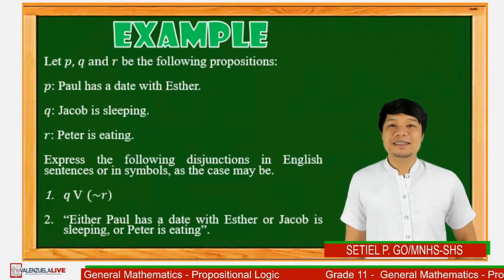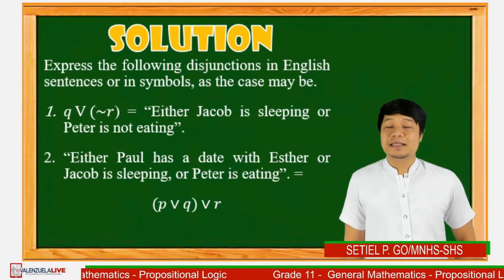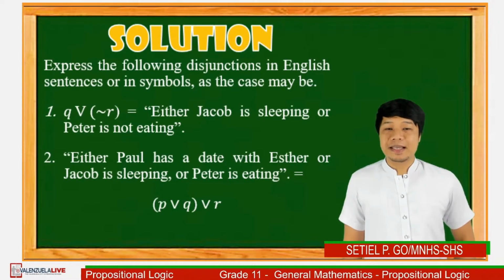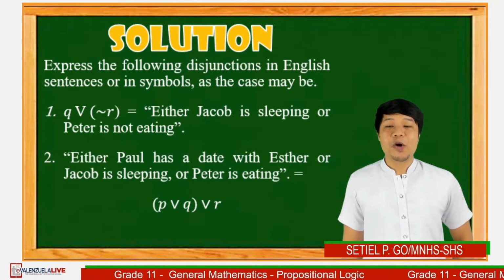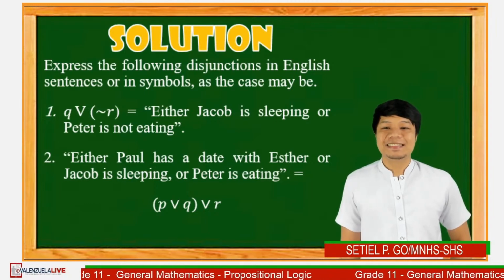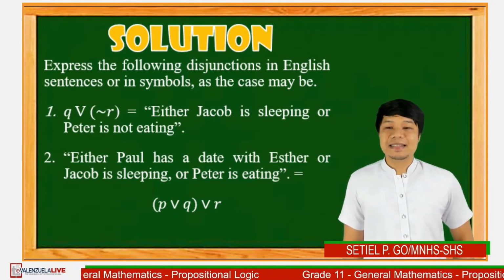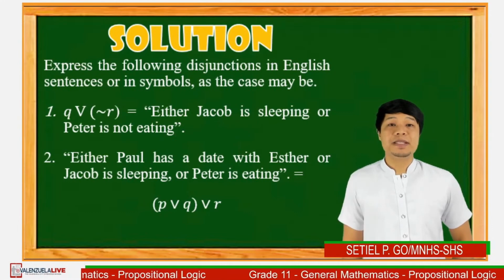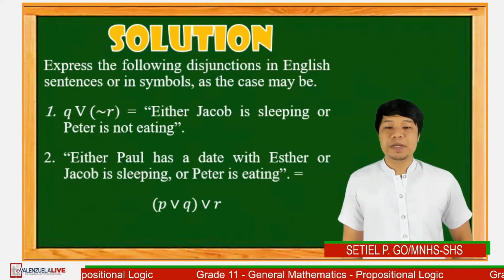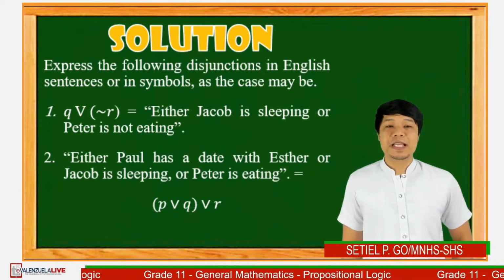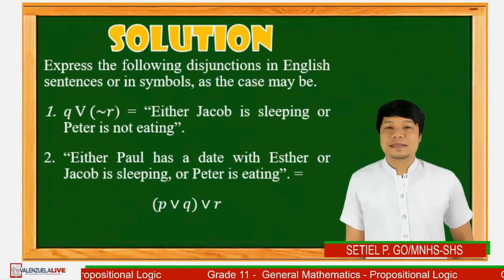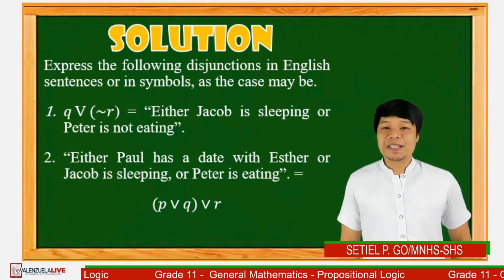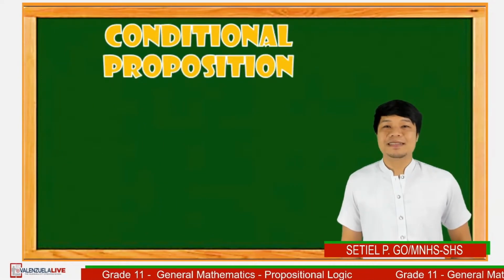Okay, for the solution, number 1, the disjunction of Q and the negation of R will be either Jacob is sleeping or Peter is not eating. Number 2, the English sentence either Paul has a date with Esther or Jacob is sleeping or Peter is eating can be written in the form of the disjunction of P, Q, and R. Can you still follow?